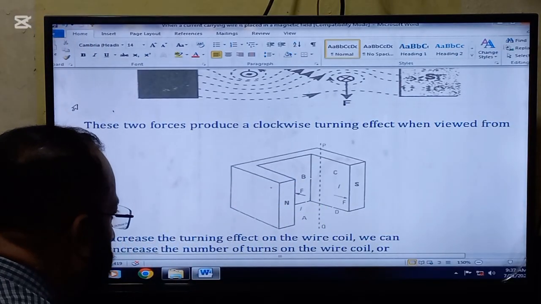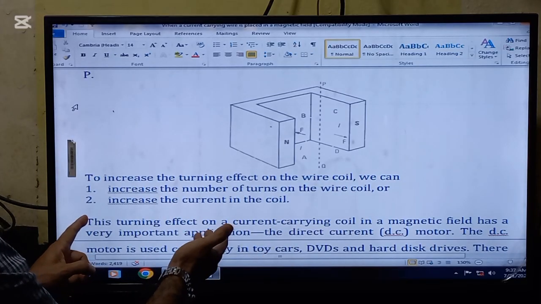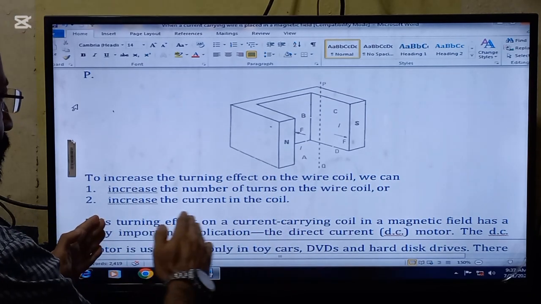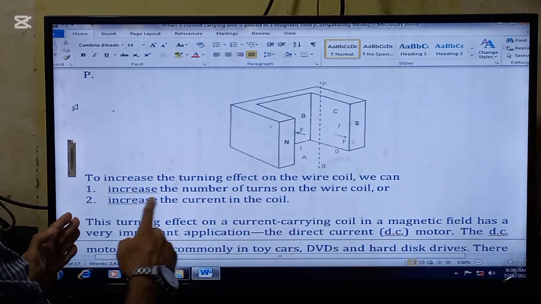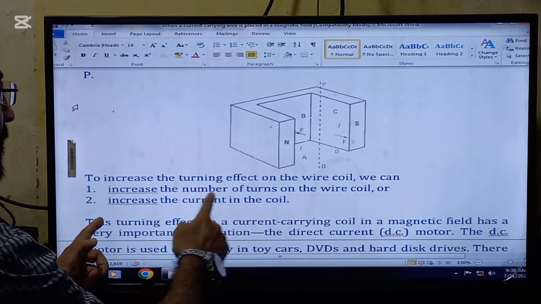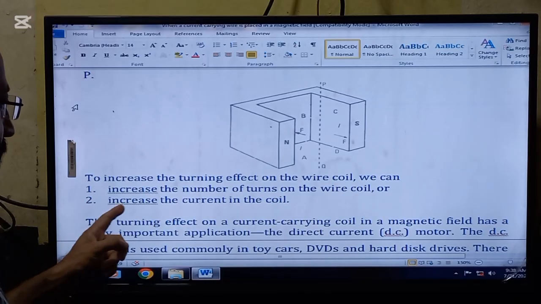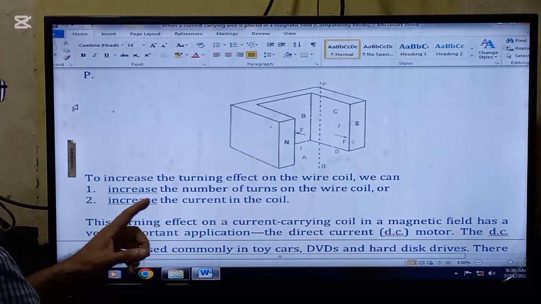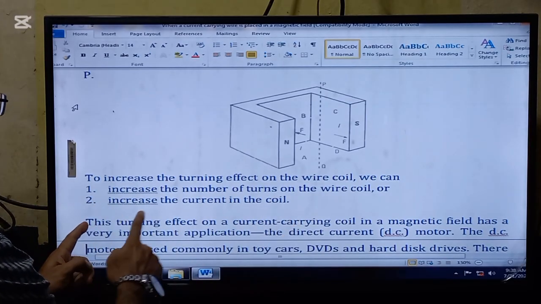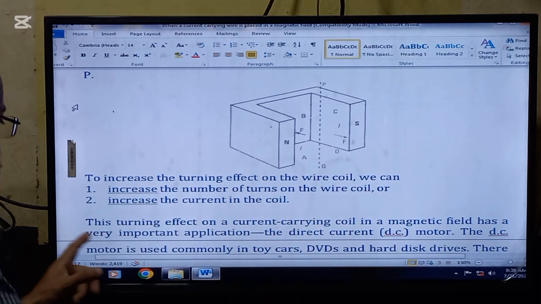These are the two factors which affect the turning effect of the coil. If we increase the number of turns on the wire, the turning effect of the coil will be greater, and if the current in the coil is greater, the turning effect will also be greater. And vice versa also applies. If we decrease the number of turns in the wire of the coil, the turning effect of the wire coil will decrease, and if we decrease the current in the coil, that will decrease the turning effect also.